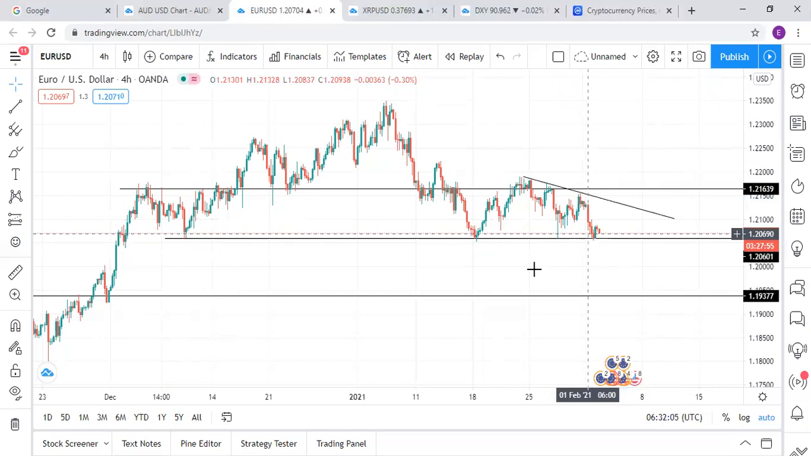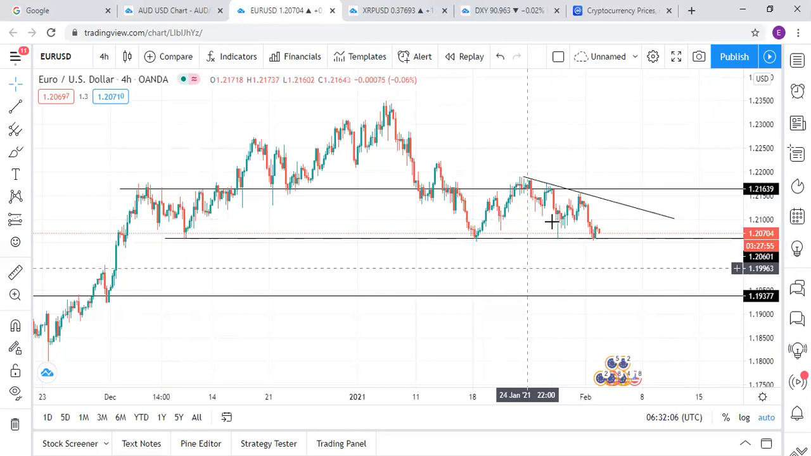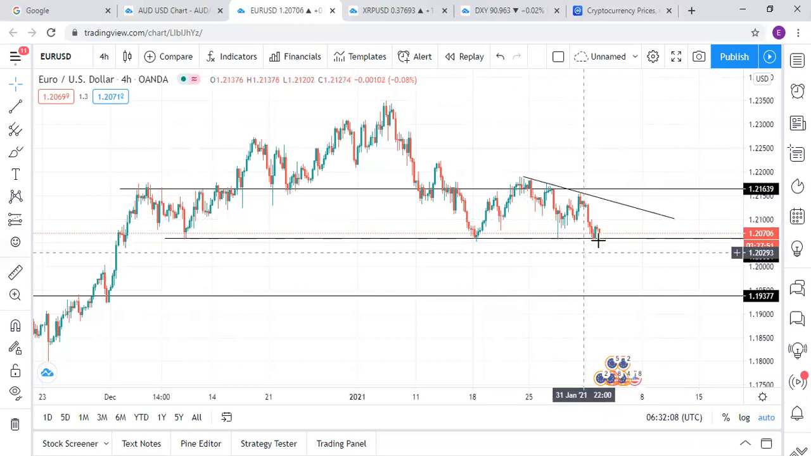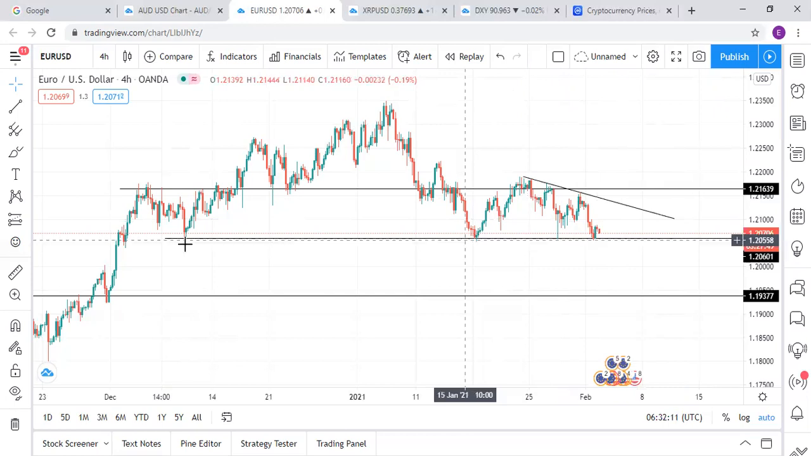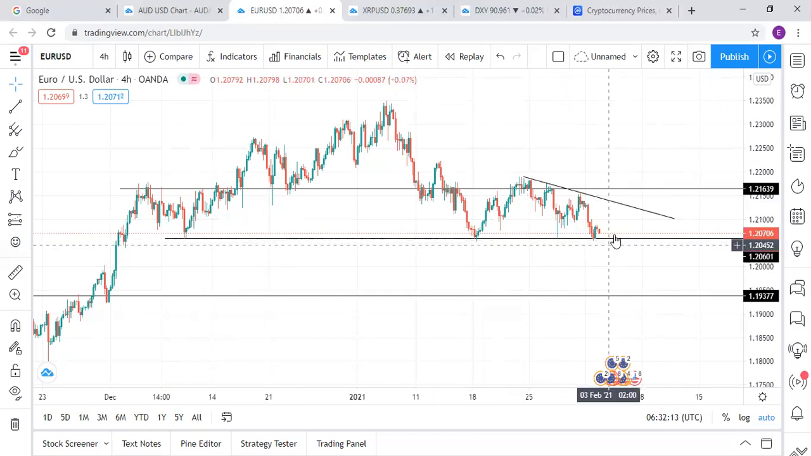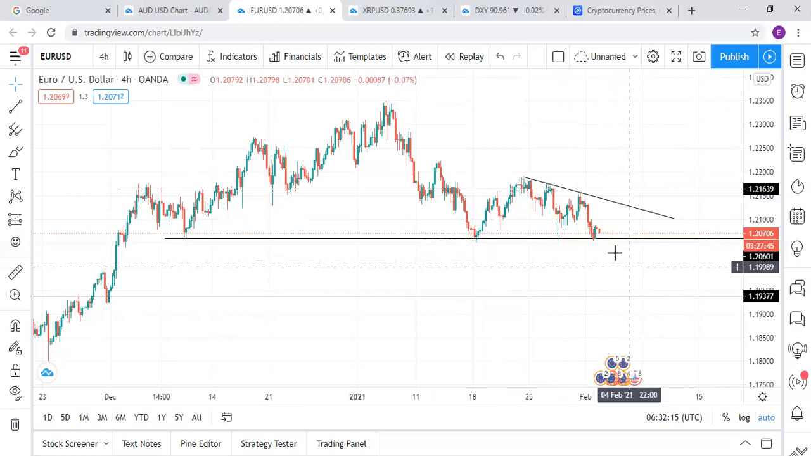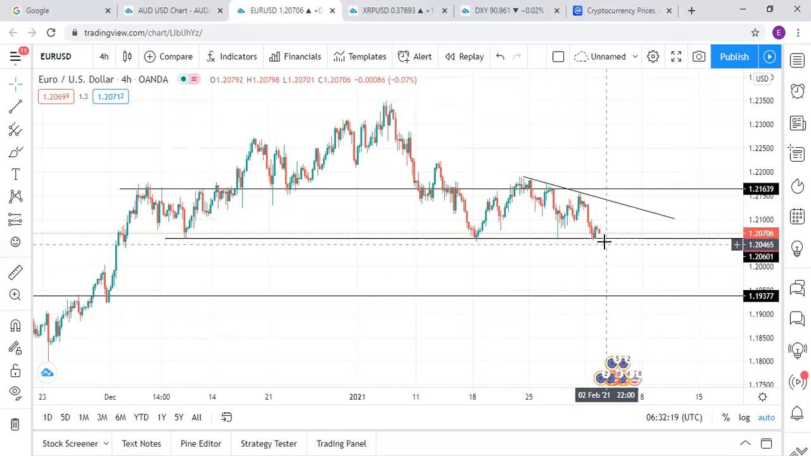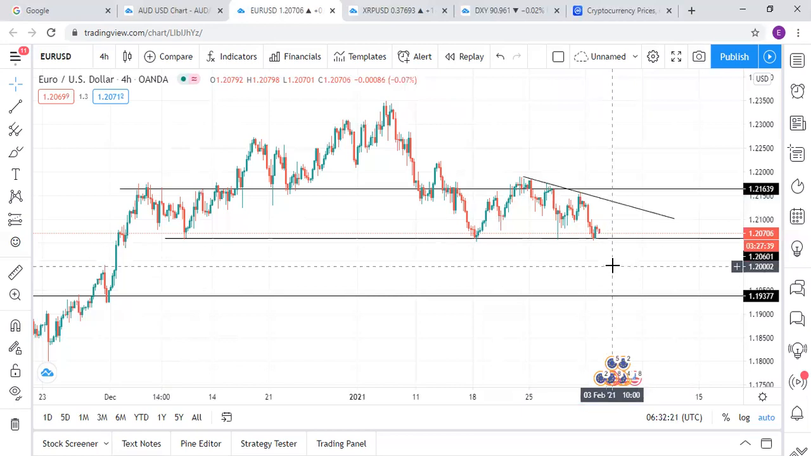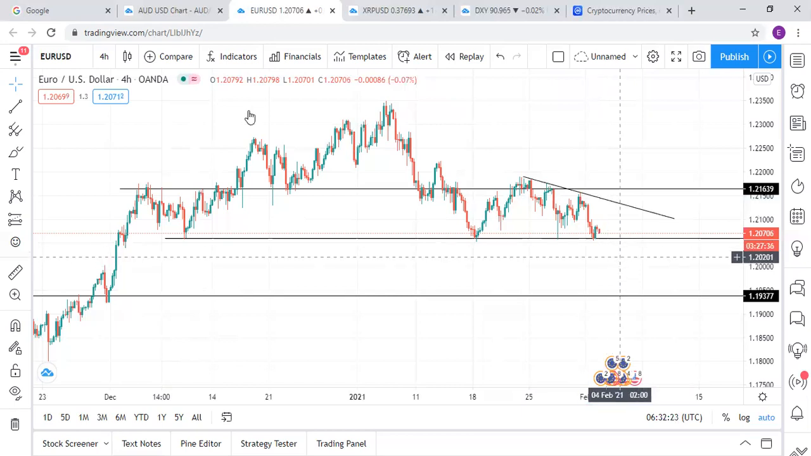What we are waiting for on EUR/USD presently is for it to break this line, this support. Then we wait for a possible retest. Then we see if it's going to go down. Now I'm looking at how to take this trade.